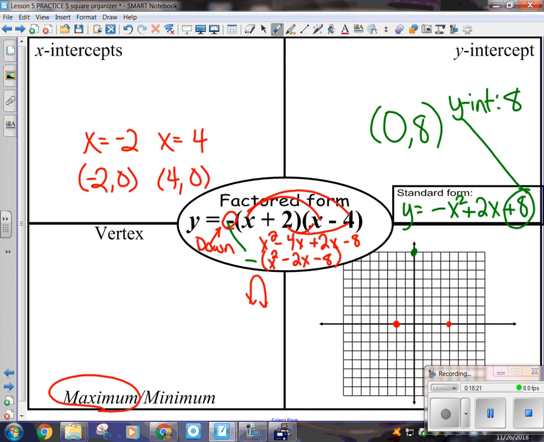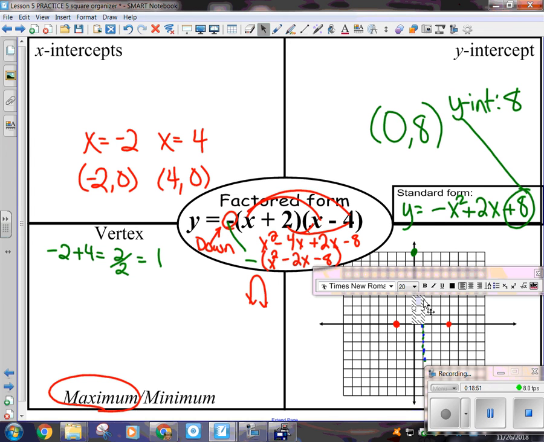Where's the vertex going to be? It's going to be halfway in the middle. Let's take the two numbers. What are my two numbers? -2 and +4. Add them up. 2. Divide that by 2. That's what you do to get the midpoint. You add them up and divide by 2. So what is it? 1. So I'm going to come to +1, and I'm going to draw a line all the way from the bottom to the top at +1.